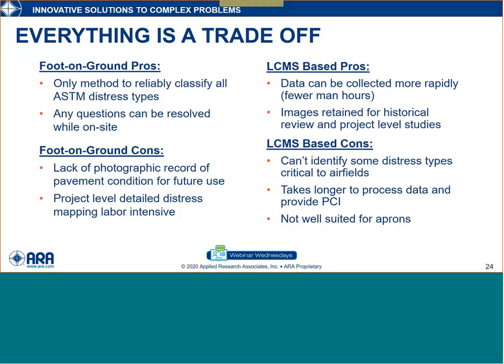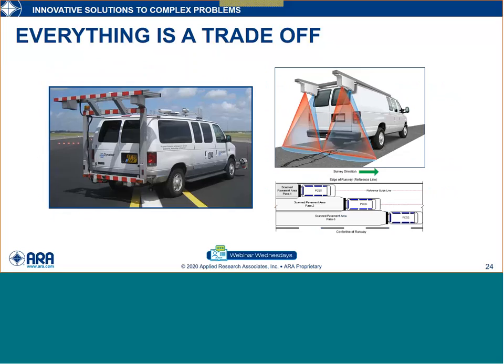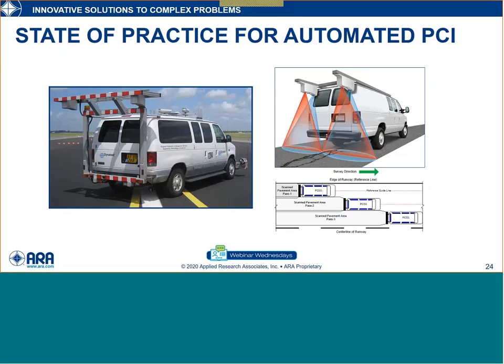A big con of LCMS, though, is that it's going to have trouble identifying some distresses that are very important to airfield pavements, and it's also not going to be very well suited to aprons. LCMS is really designed to drive in a straight line down a runway or taxiway. You can see an example of how that works here. That means on an apron pavement, where you've got aircraft parked around gates or other obstacles, it's not going to be well suited to weaving in and out and around those obstacles.